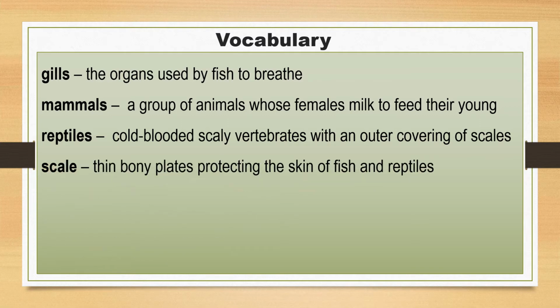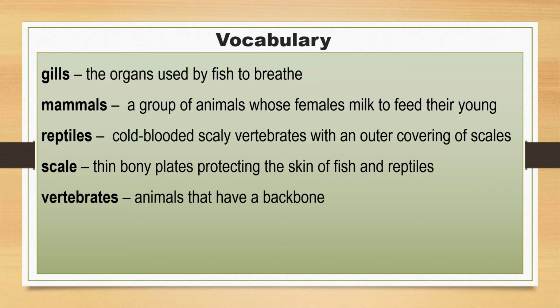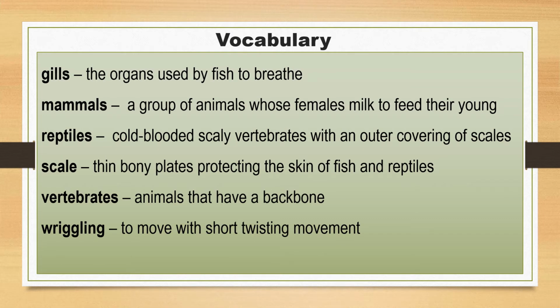And then you have also scale. What do you mean by scale? It is a thin, bony plate protecting the skin of fish and reptiles. Vertebrates. What is the meaning of vertebrates? These are animals that have a backbone. Wriggling. It is used to move with short, twisting movement. Usually the fish are using this one, wriggling their tails.